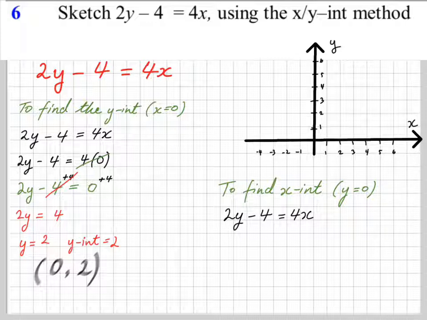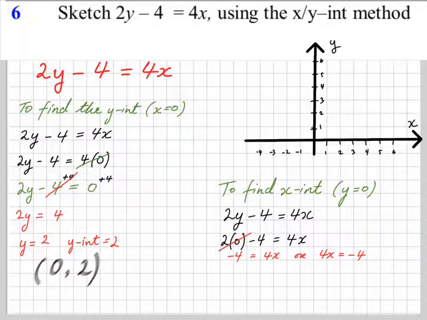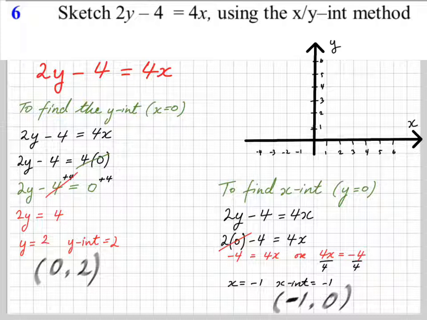So now we're going to try and solve the x-intercept. So this time around we're going to actually substitute y is equal to 0 into the equation, and when we do that, this cancels, we're left with negative 4 is equal to 4x, or 4x is equal to negative 4. Now, I'm going to divide 4 on both sides, therefore x is equal to negative 1, our x-intercept is equal to negative 1, and the coordinates for this is negative 1, 0.